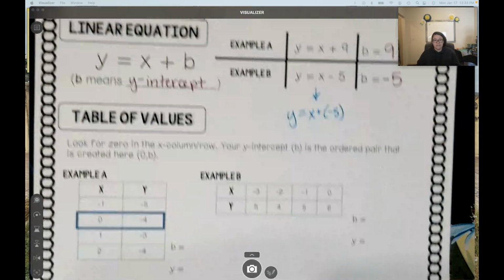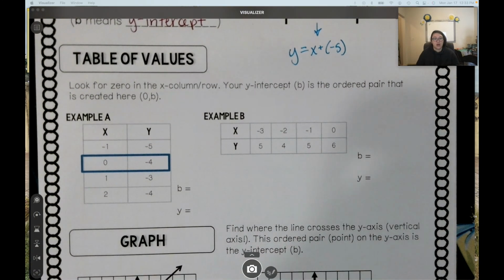Otherwise, we're going to come back to our set of notes where we're talking about our table of values.